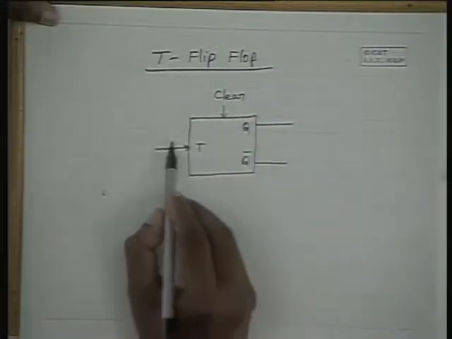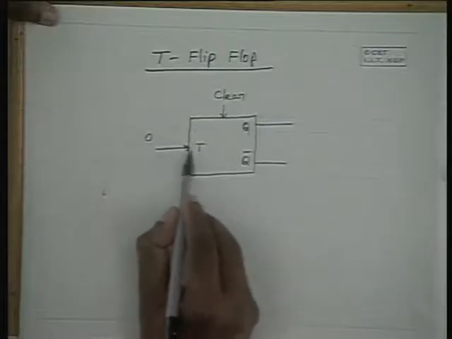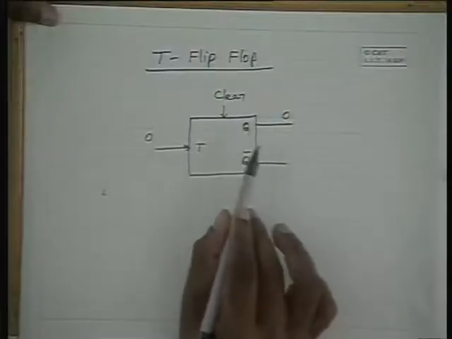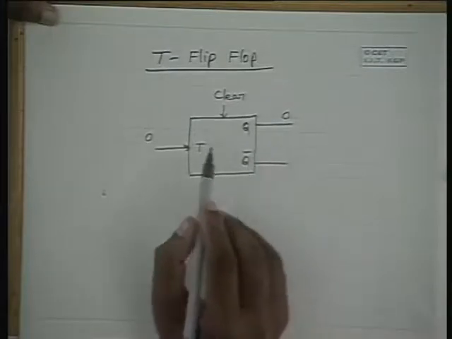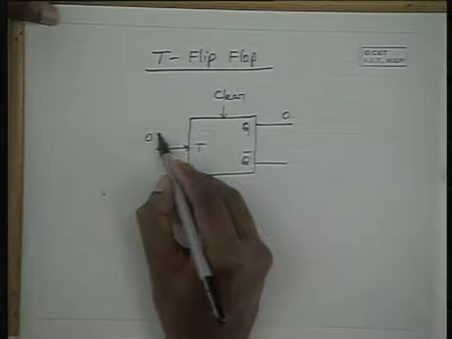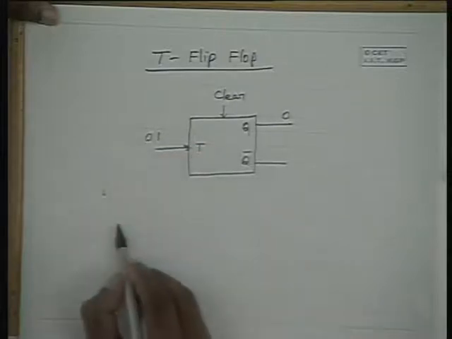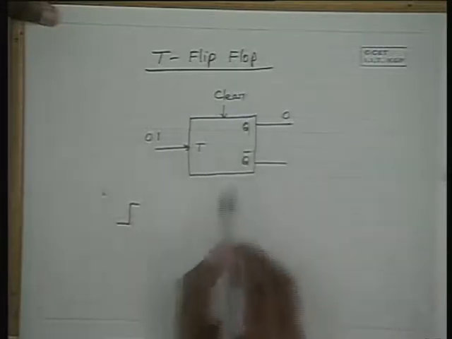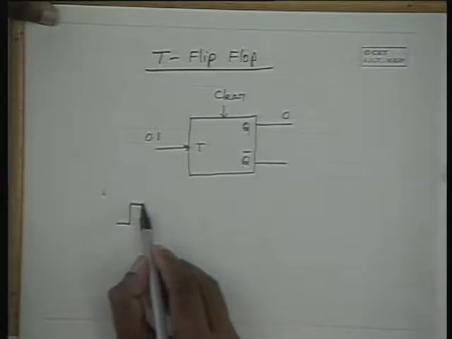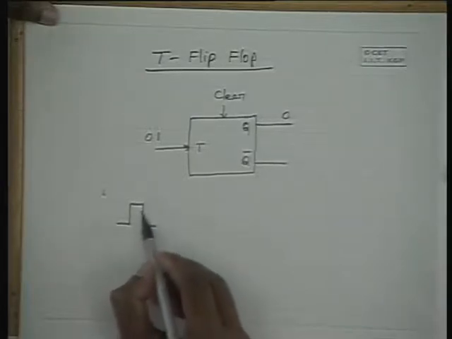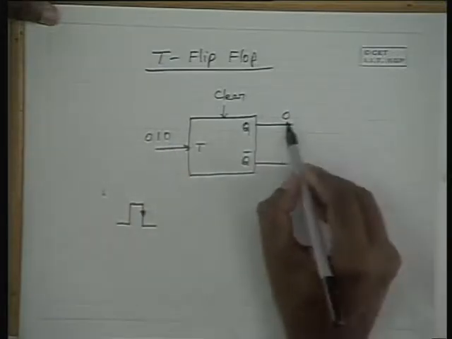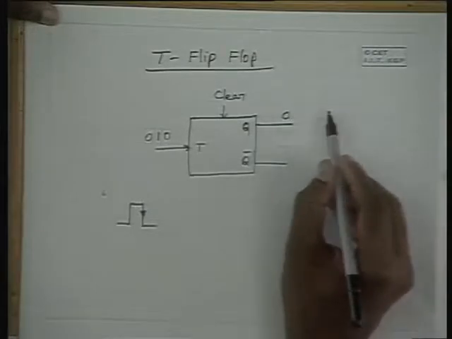Now, when you give a 0 to the toggle input, and if it is initially cleared, 0, when you give a 0 input, no response occurs. And if you make it a 1, that means initially it is a 0 and you make it a 1, it doesn't respond. But when you make a transition from 1 to 0, then this flip-flop toggles from 0 to 1 state.